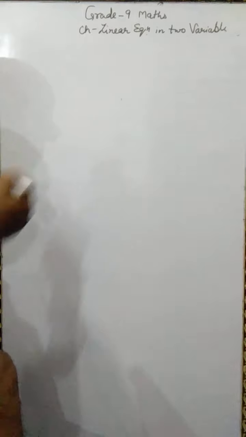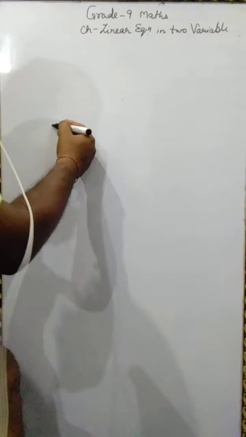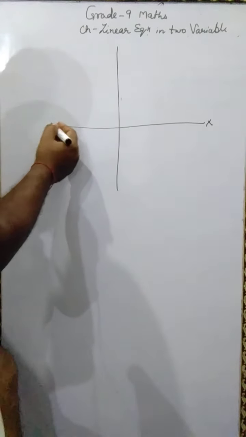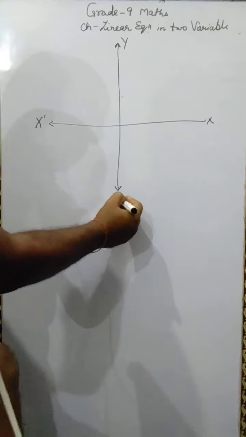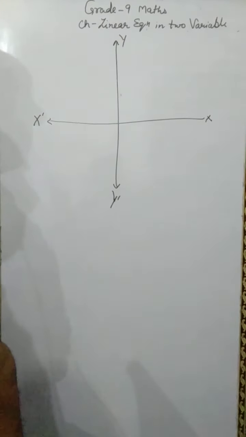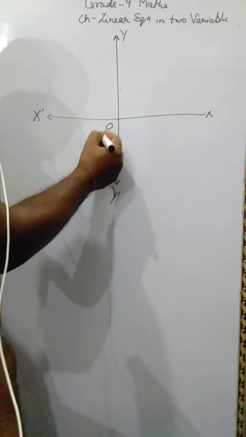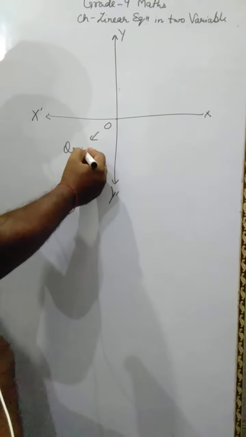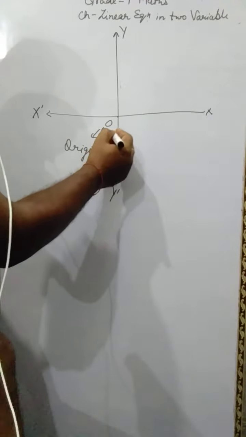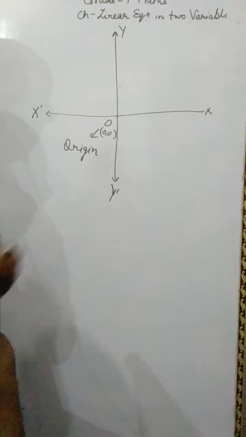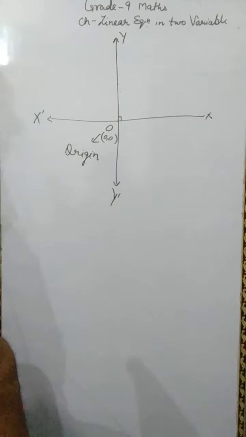The axes are x and x dash, and y and y dash. Axes always intersect each other at a point, and that point is known as the origin. The coordinates of the origin are always 0, 0, and at the point of intersection both the axes are mutually perpendicular to each other.